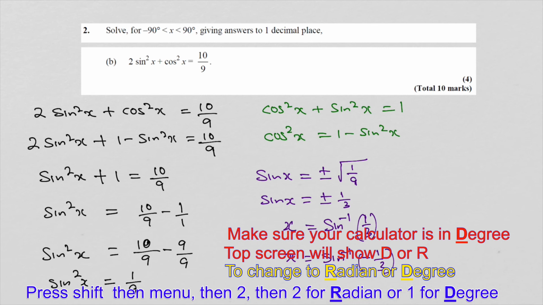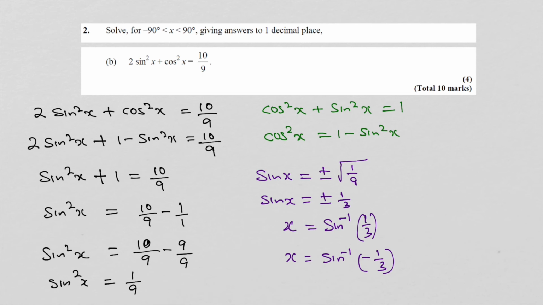Now to find the value of x, you do Shift key, sine, that will give you inverse sine, and then you press the fraction key, which is below the option button key, and 1, arrow key down, 3, arrow key to the right to close the bracket, and that will give you 19 point. So x equals 19.5 degrees, and the other one, which is minus 1/3, will give you minus 19.5 degrees.